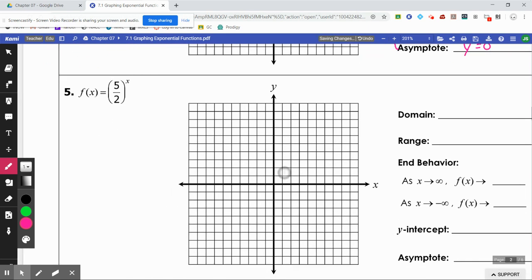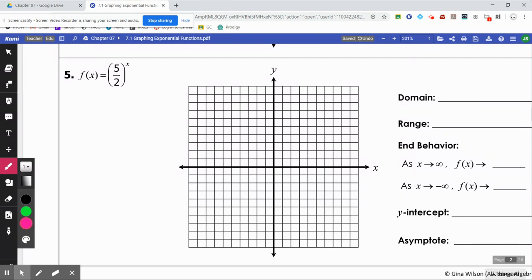Graph one more, y equals 5/2 to the x. Now be careful, because a lot of people see fraction and they say, oh, this is going to be decay, but that fraction is 2.5. That's bigger than 1, so this should be an exponential growth. So from left to right, this should be an increasing function.